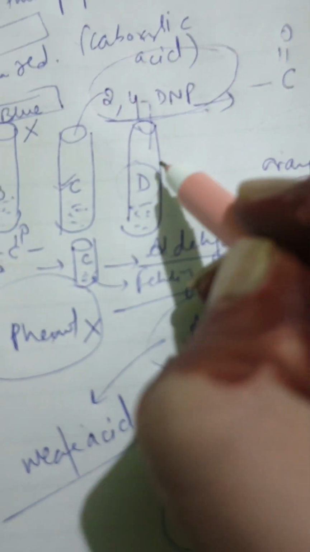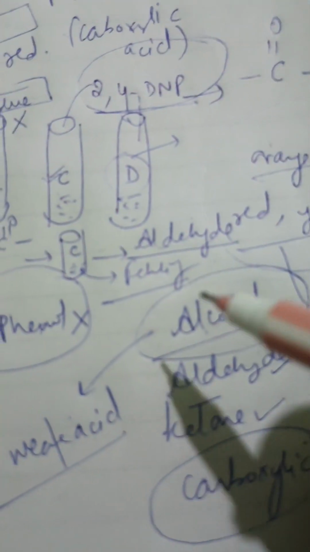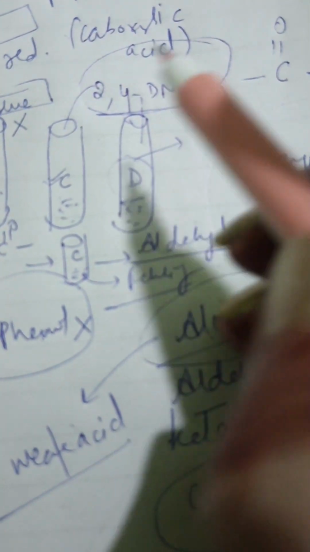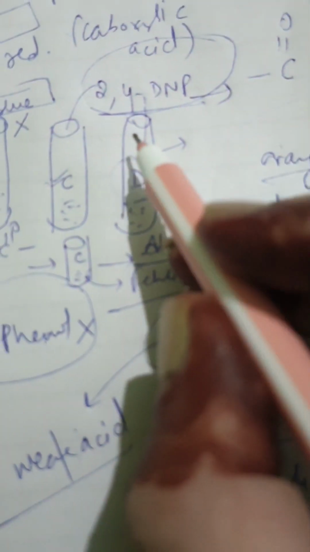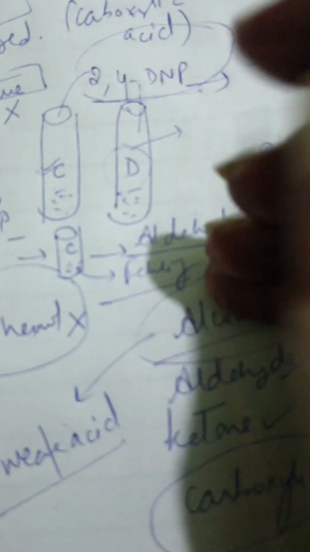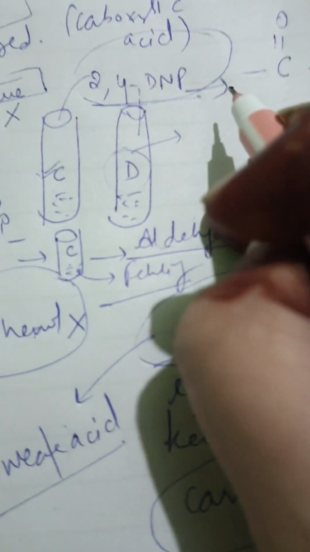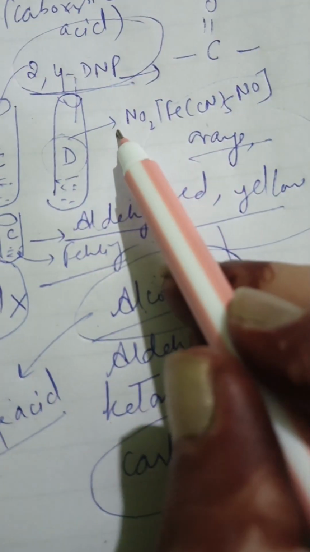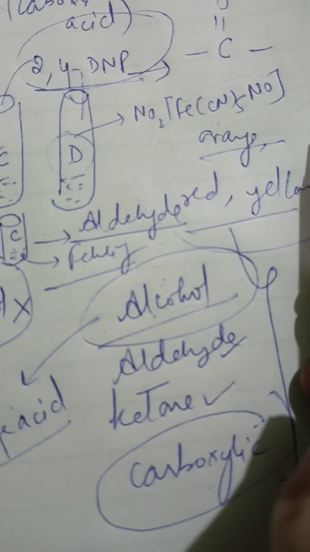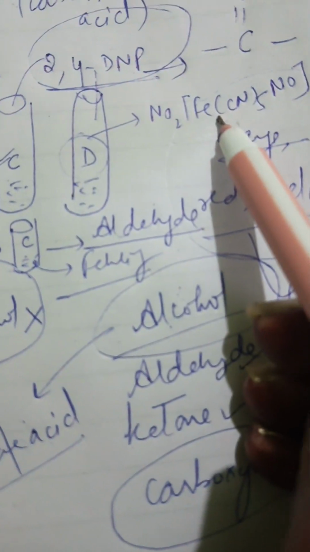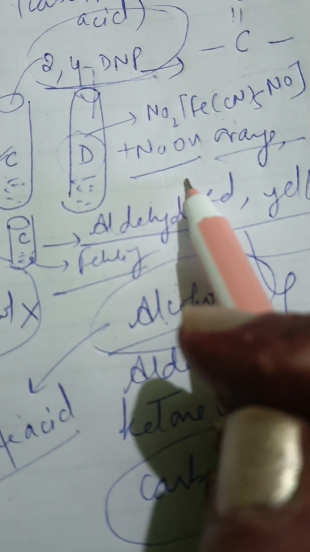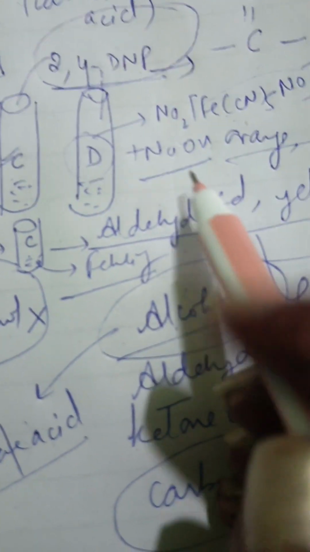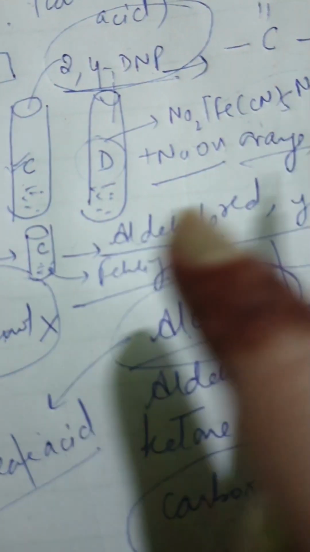Next is last, D. Suppose the sample D has been given to you, which gives 2,4 DNP testing positive. What are you going to do here? You are going to add sodium nitroprusside. What is sodium nitroprusside? That is Na2[Fe(CN)5NO]. This is sodium nitroprusside, a very important formula. When you add sodium nitroprusside to this sample with few drops of NaOH, what will you see? You will see a red coloration. Do remember, it is a blood red coloration with no precipitate formation.